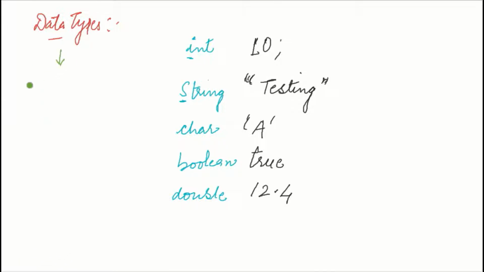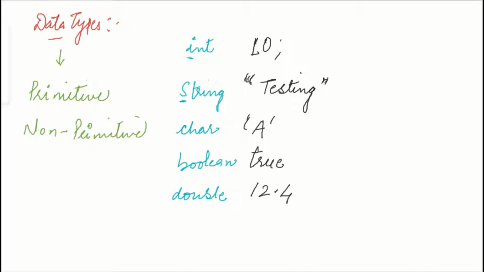There are two types of data types. One is primitive data type. Another one is non-primitive data type. Now, what do we mean by primitive and non-primitive? The primitive data types are those where we can store one single value. Within that we can store one single value. The non-primitive data type is where we can store a collection of things.